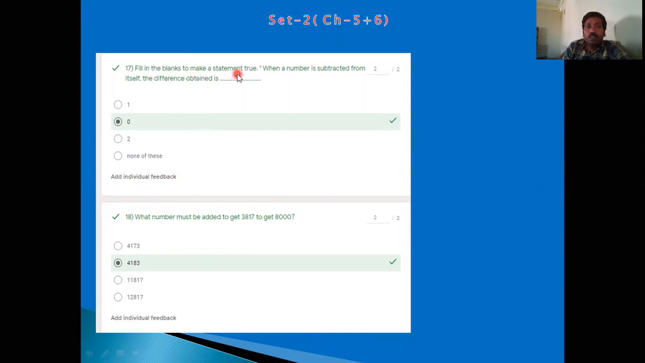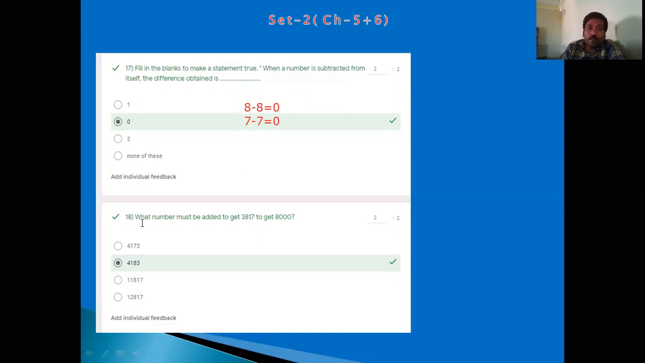Now question number 17. Fill in the blanks to make the statement true. When a number is subtracted from itself, the difference obtained is blank. Suppose the number is 8. The same number is 8. When we subtract, we get 0. Let us take another example. 7 minus 7 is equal to 0. According to this statement, we see that in both cases the numbers are equal, and when we subtract them from each other, we get 0 as the answer. And here is another example, we also get 0.